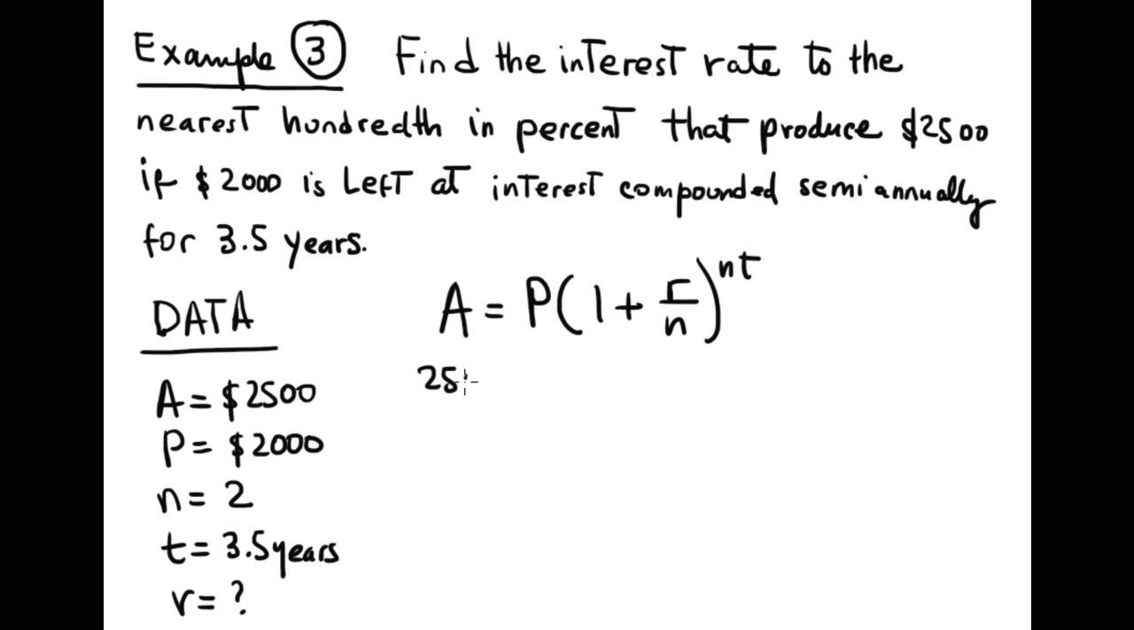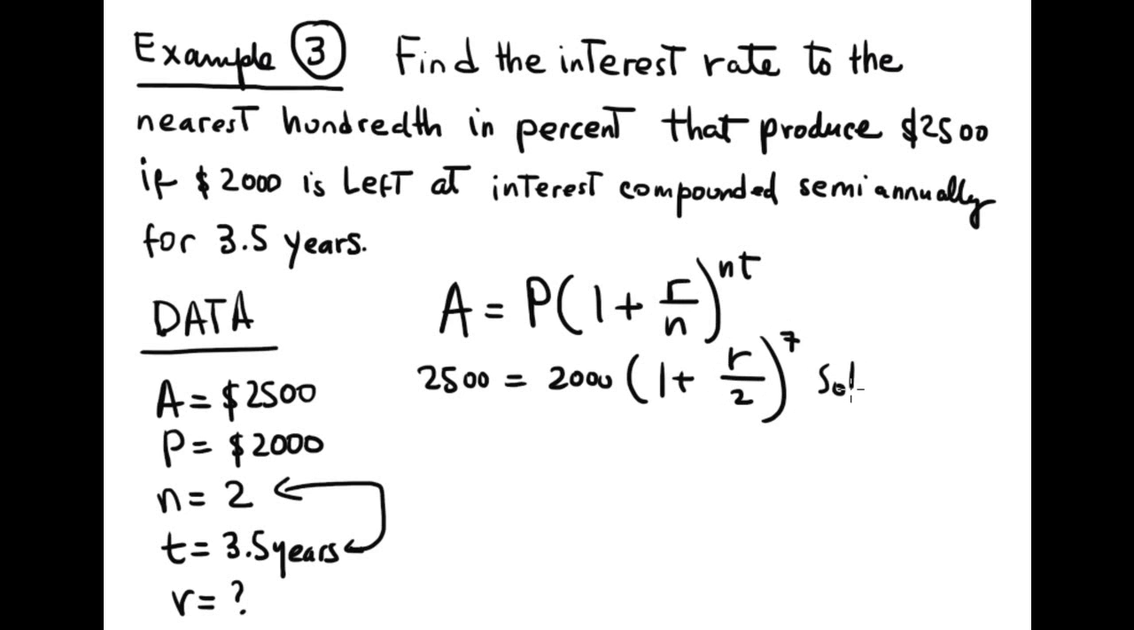This is 2,500 is equal to 2,000 times (1 plus R, which I don't know, divided by 2 because N is 2) raised to the multiplication N and T. N times T is 7, because 3.5 times 2 is 7. Okay, now you solve for R.